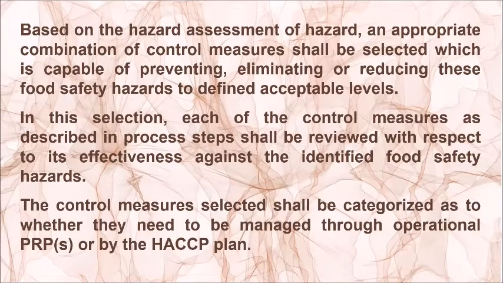The control measures selected shall be categorized as to whether they need to be managed through OPRPs or by the HACCP plan. OPRPs are operational prerequisite programs. So if your control measure is a part of your HACCP plan, well and good. If not, then you need to convert it into an operational prerequisite program wherein you jot down all the stages and steps that are going to be involved in controlling that particular hazard.